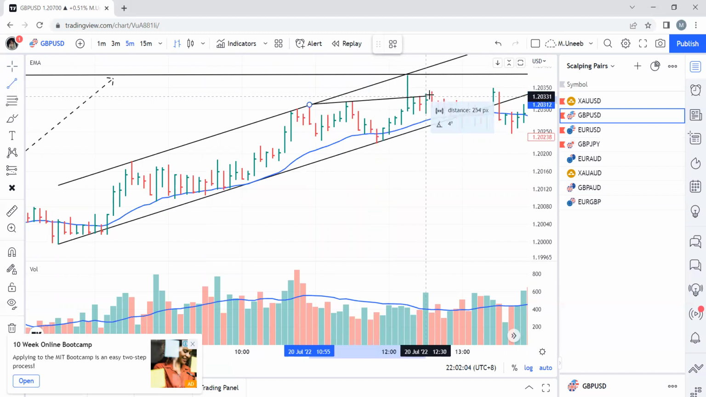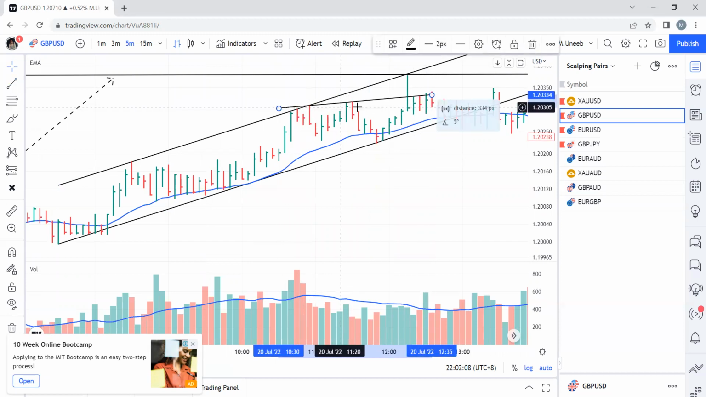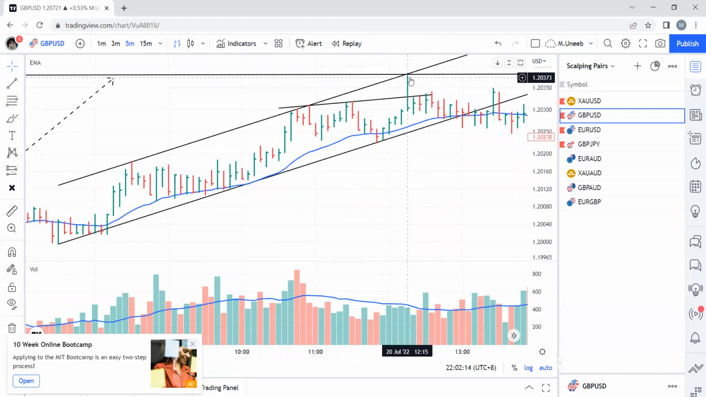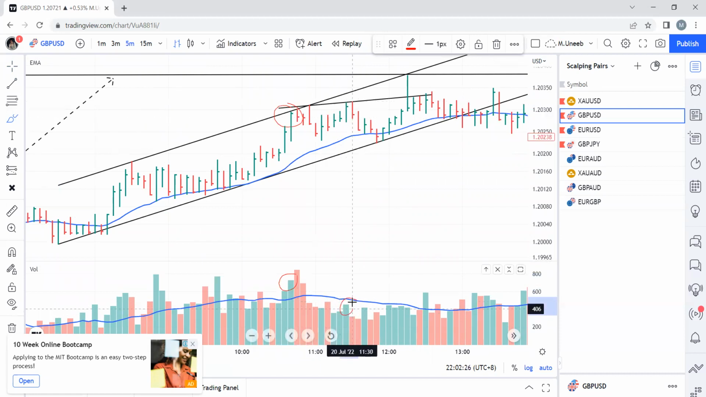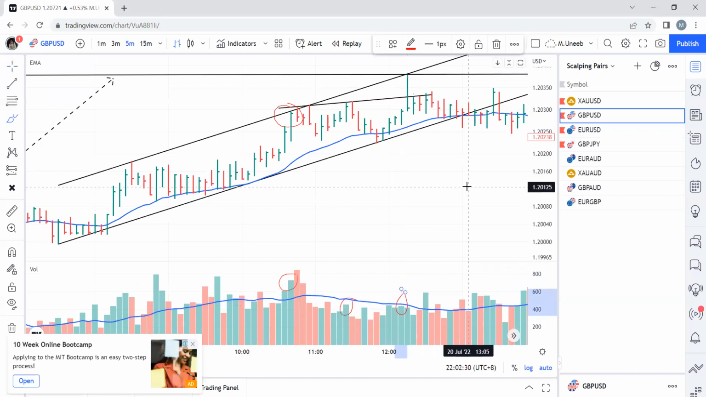Again, shortening of thrust. Do you agree? This touch, this second touch, which is a little higher, this touch here, shortening of the thrust. And this touch here, okay? What do we notice here? Huge bars here, you can see. Every time you see the shortening of thrust bars, you will see an increase in volume. Got it?